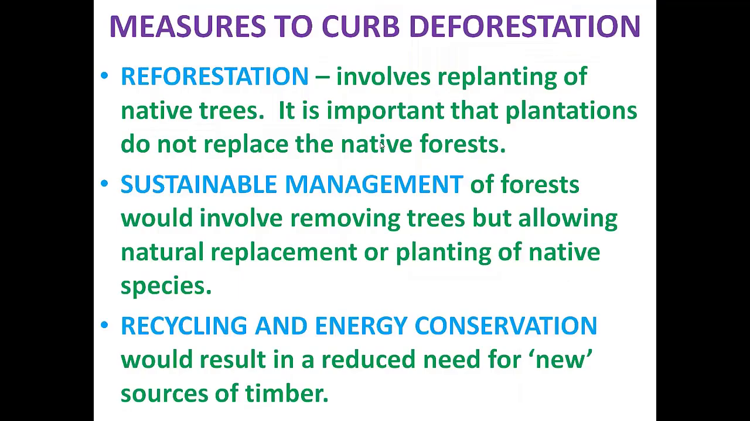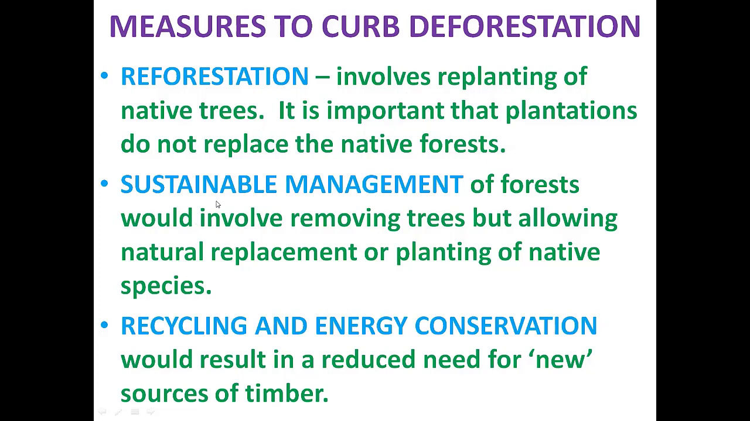Then what are the measures to curb this deforestation? There are some measures to be taken to at least balance these effects. Number one is reforestation. It involves replanting of native trees, and it is important that plantations do not replace the native forests. So the priority should be for the native forests. It involves replanting of native trees by giving importance to the native forests.